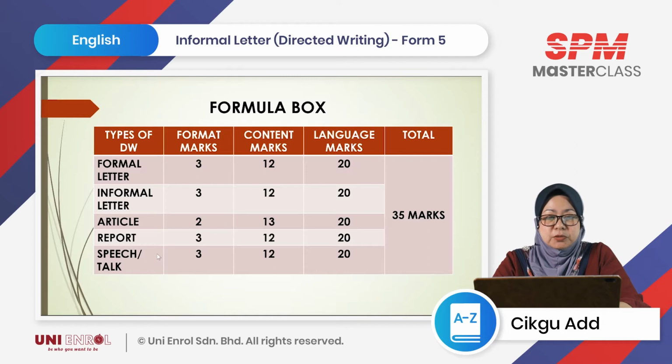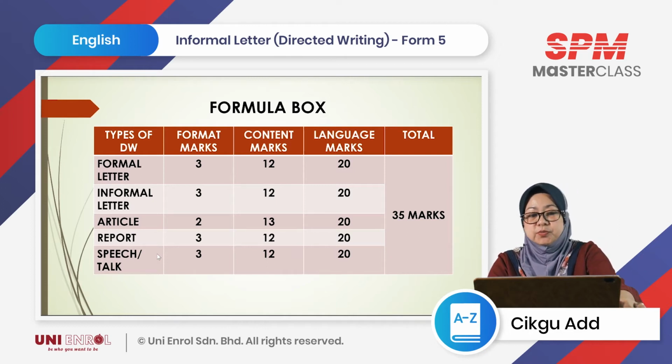As we know, in paper 1, you have 5 types of writing. There are formal letter, informal letter, article, report, speech and talk. Each of these types of writing has its own format marks, content marks, and language marks. Usually, what I would do is to have all the students write the formula box in the question itself.